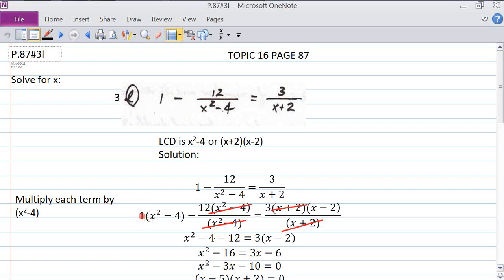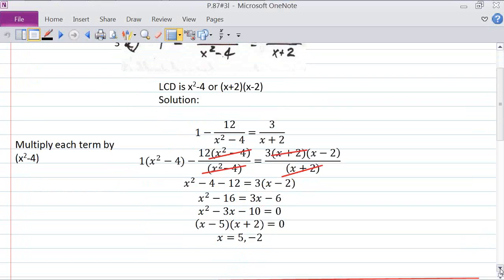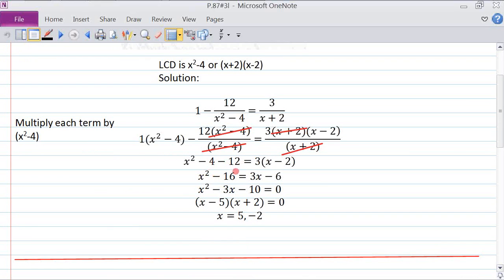So multiply the 1 times the x squared minus 4. I multiply the 12 by the x squared minus 4. And I multiply the 3 by x plus 2 times x minus 2. I do this so that I see that I can cancel these terms. So now this is x squared minus 4 and this is minus 12 because of the cancellation. And here we have 3 times x minus 2. So the x squared minus 4 and minus 12 becomes x squared minus 16.